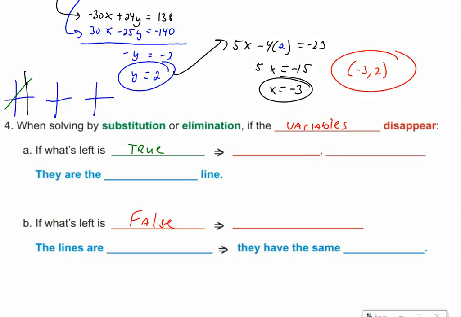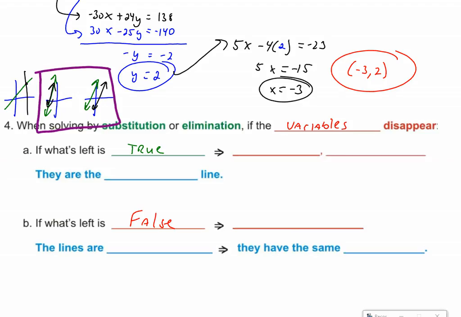The first is going to be consistent and independent, right? The second scenario would be if it's the same line twice. That's going to be consistent and dependent. And then the third scenario is if the lines are parallel, and that's going to be inconsistent. 3 scenarios, correct? If our variables don't disappear, guess which one it is? Consistent and independent. We're going to get a solution. Our variables didn't disappear, we got a solution. Okay, 1 down, 2 to go.